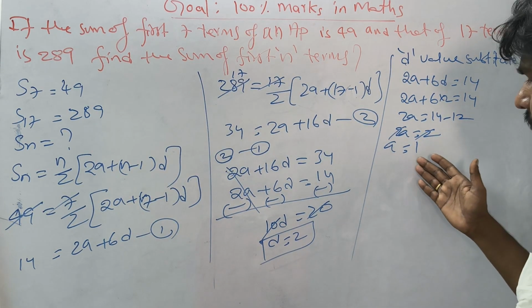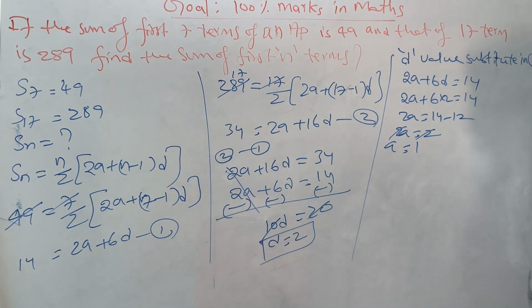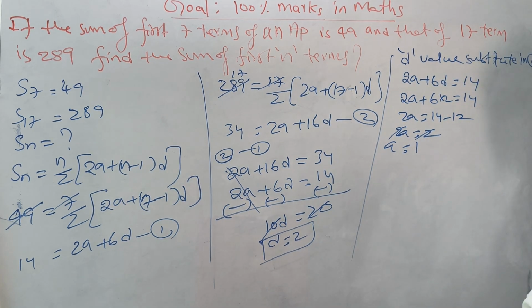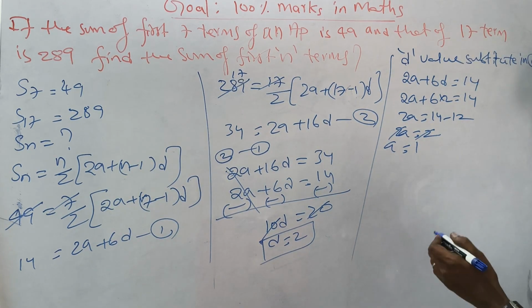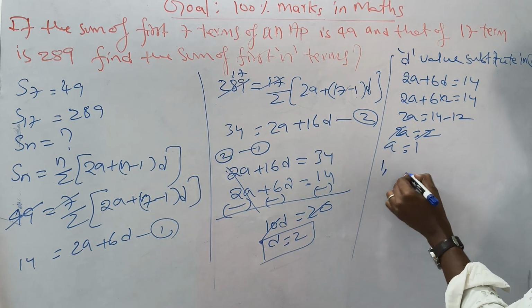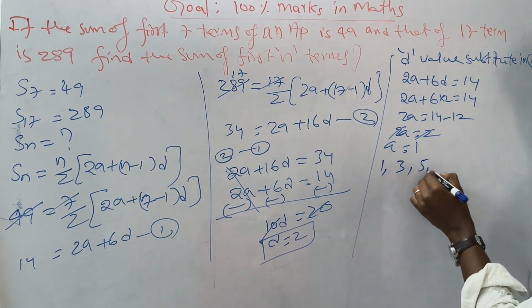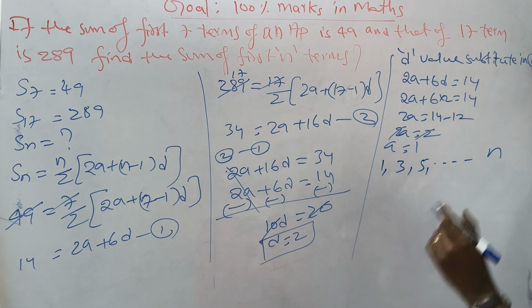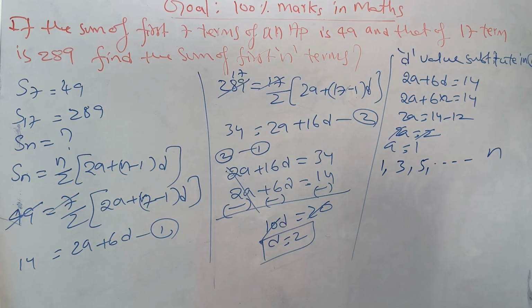Now you have the a value and you have the d value. Now you will get the AP. What is the AP then? So here it starts with 1, next we have to add 2, so 3. Yes or no? Why? Because the common difference is 2, next is 5, and so on up to n terms. Clear? Now we have to find the sum of n terms.